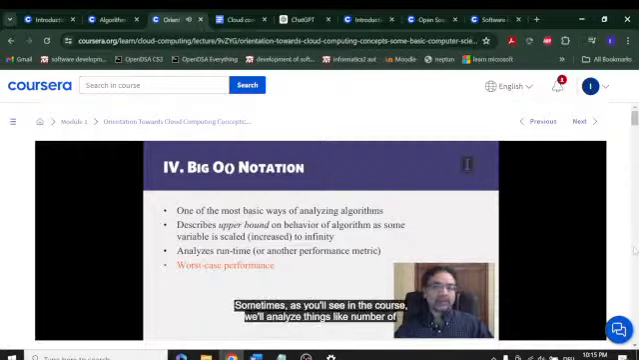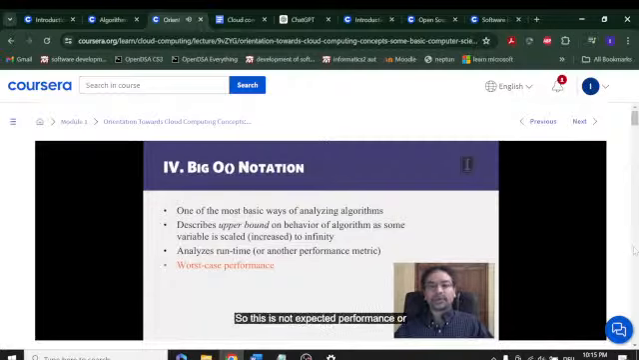Most of the time we analyze runtime. Sometimes, as you'll see in the course, we analyze things like the number of messages, even the bandwidth that is exchanged in the total network itself. The important thing about big O notation is that it captures worst case performance. So this is not expected performance or best case performance. Big O is worst case performance. Given this algorithm, what is the worst that it can do in terms of this performance metric that we're measuring?